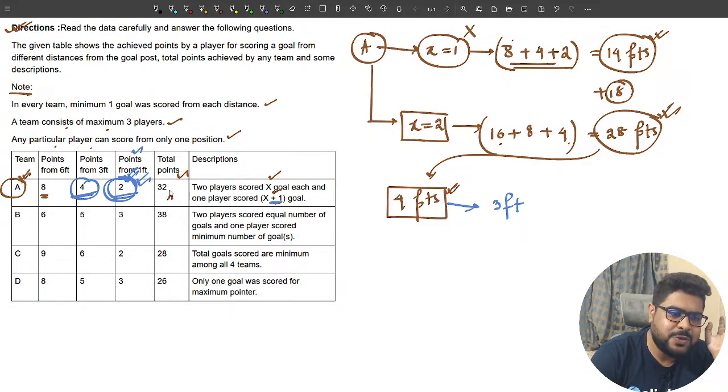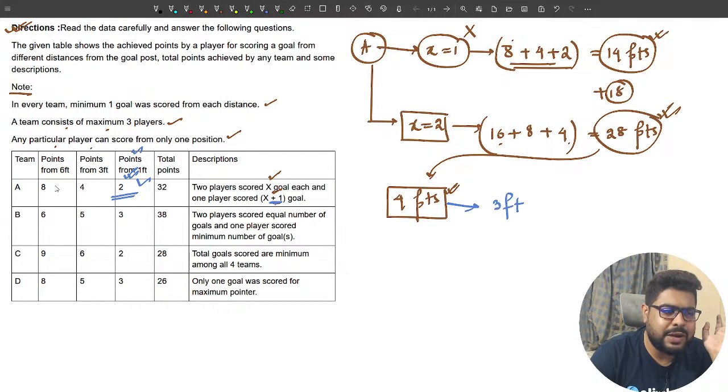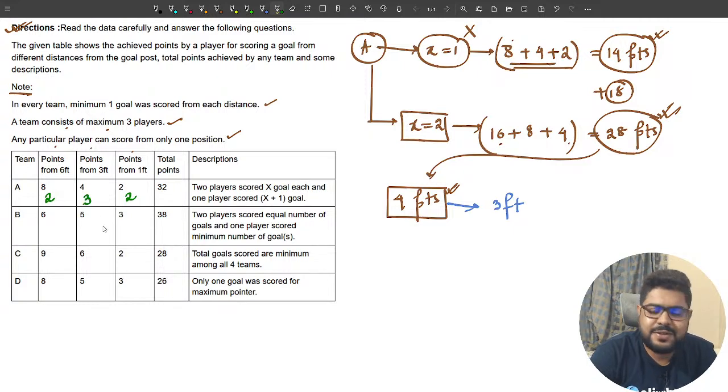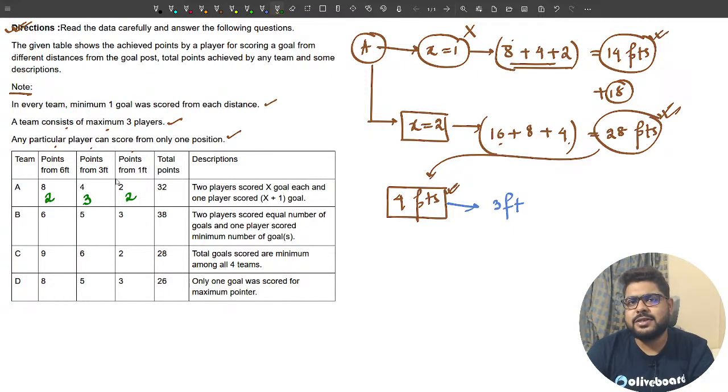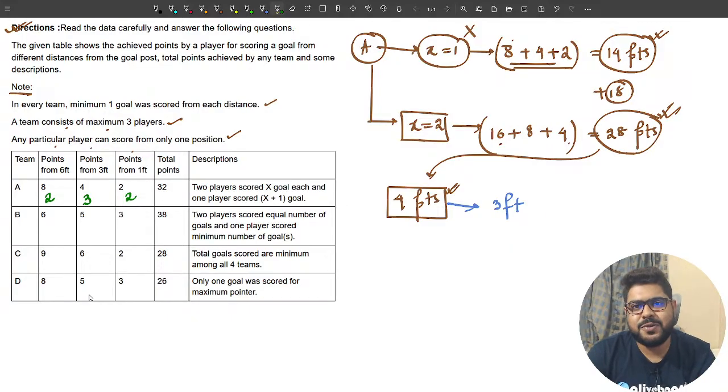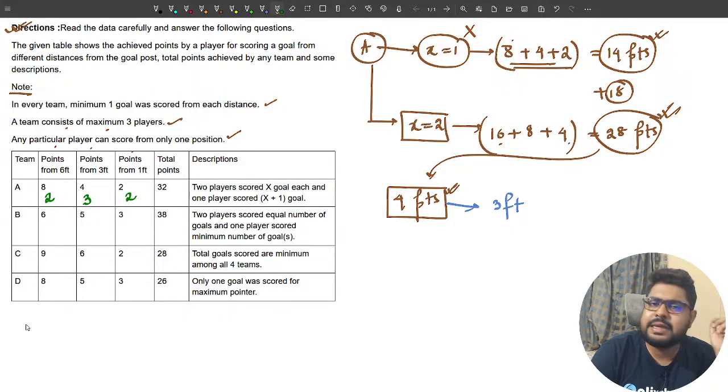So this is, sir, 2 goals each, 2 here, 2 here, and from the 3 feet range, they have scored 1 extra. That means 3 goals. You add them and you will get 32. You can cross check: 2 into 8, 16, 16 plus 4, 20, 20 plus 12, 32. And this is how you need to go for B, C, D, every one.